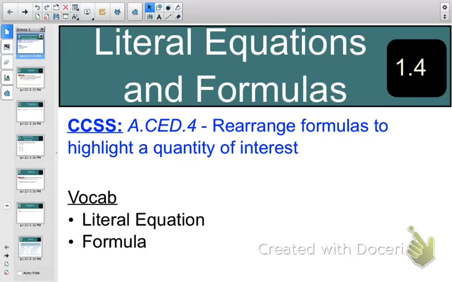We're back, here to look at literal equations and formulas, which will be number 1.4 here. Our Common Core State Standard says rearrange formulas to highlight a quantity of interest. Okay, so basically just moving some things around and highlighting quantities of interest, like it says.